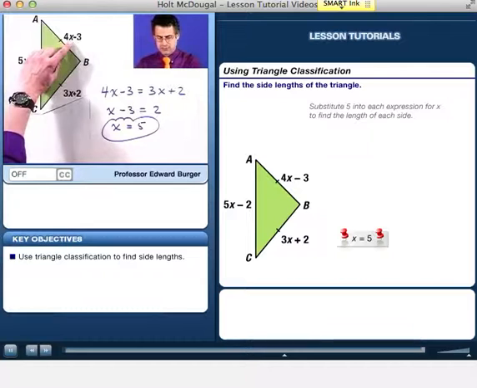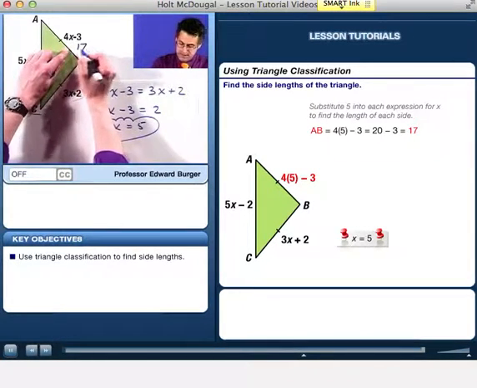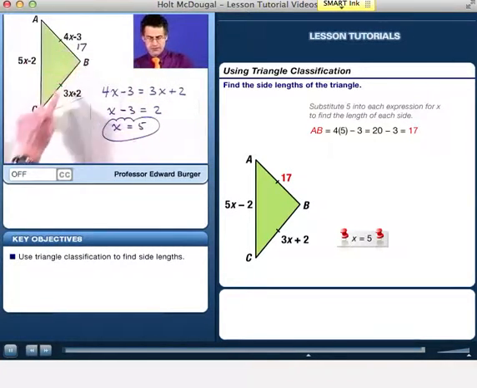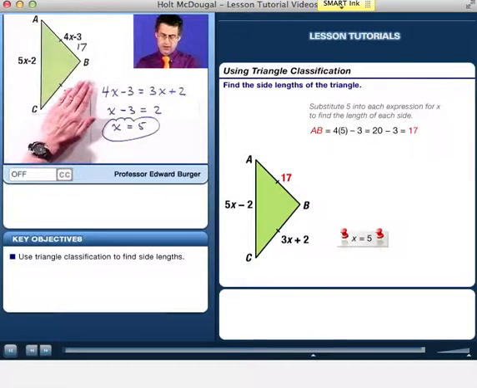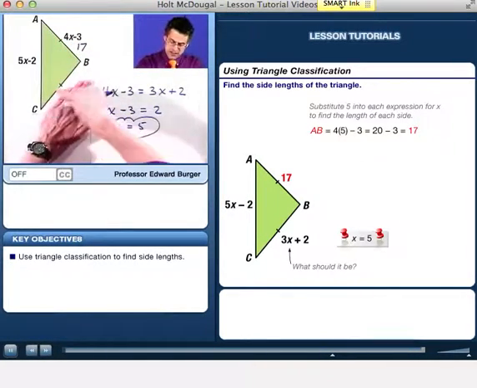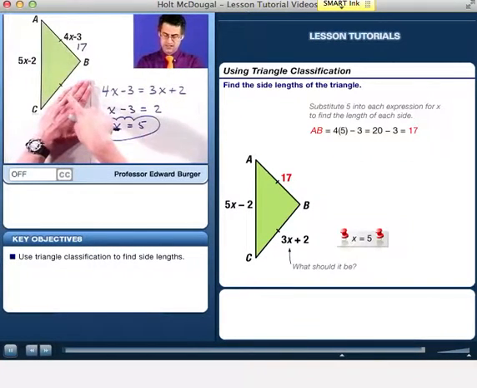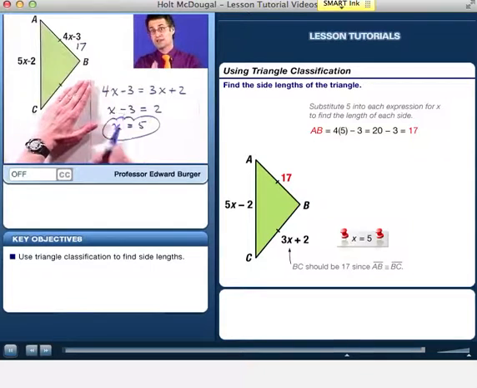When I plug in x equals 5 into here, I see 4 times 5, which is 20, minus 3 is 17. So that length is 17. Now I'm going to find this length, but without doing any work. What should it be? We can do a little mini check to see if we're right. Well, since we were told originally, and we assumed that these sides are congruent, this length should be 17 as well. If we plug in x equals 5 into whatever's under my hand, and we get something that's not 17, I know we've made a mistake.